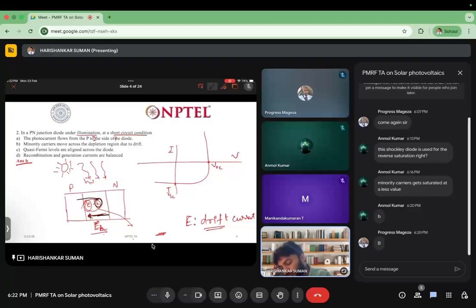Hole diffuse this side, electron, sorry, drift. Am I right? Hole flow, electron flow opposite to the electric field always. Please remember.